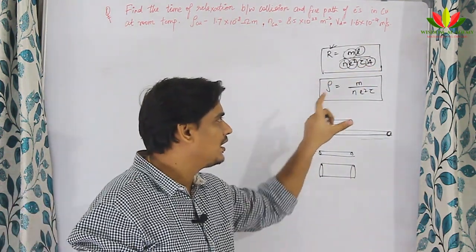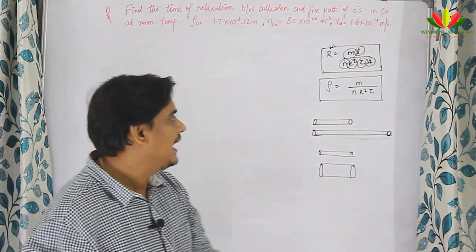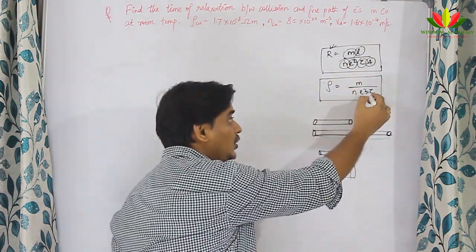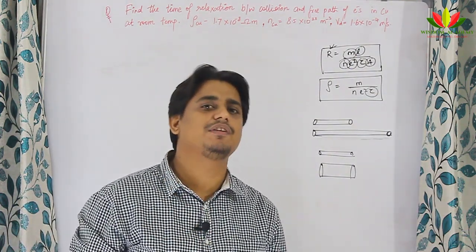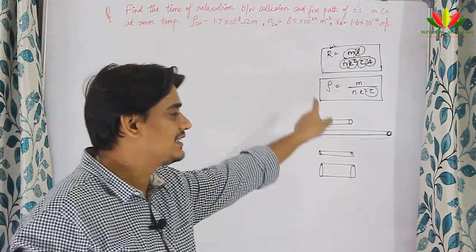So tau, relaxation time, depends upon the nature of the material. And resistivity is independent of length and area of cross section, but definitely it depends upon tau once again. So as the material will change, rho will change. And I told you that we classify materials into conductors, semiconductors and insulators based upon resistivity only.